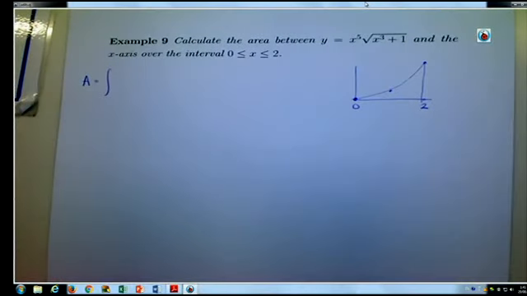The important thing to know is, does the graph ever go underneath the axis? And it doesn't if x is between 0 and 2, so that's all we need to know. It's just that it's positive.